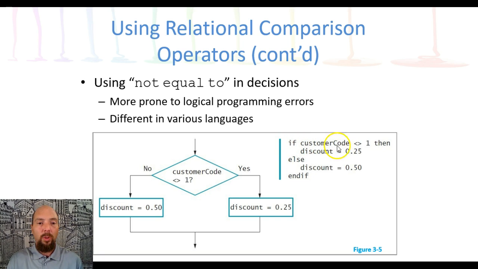So if the customer code is not equal to 1, then their discount is 25%. But if their customer code is equal to 1, meaning the opposite, then we would give them a discount of 50%.